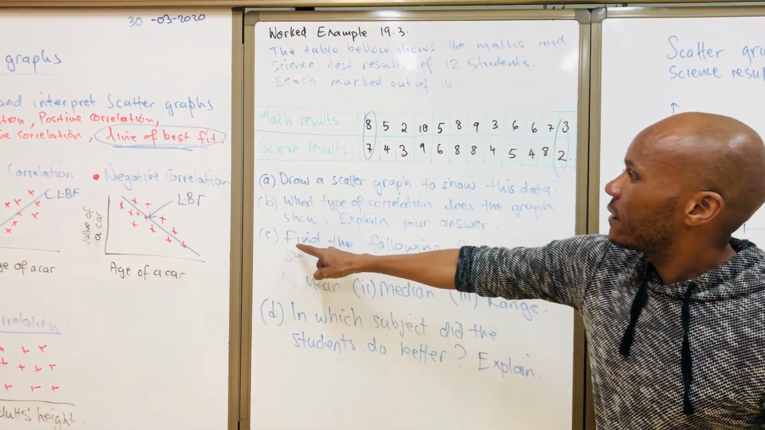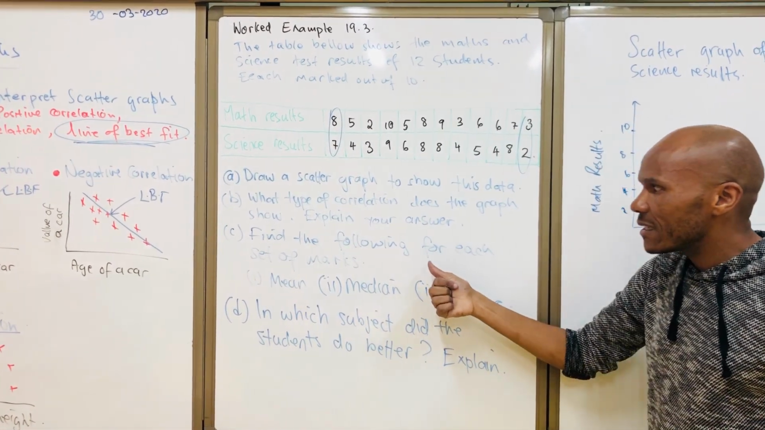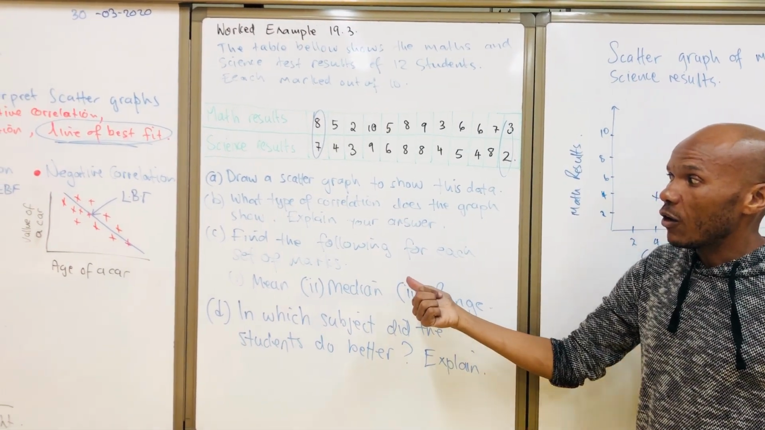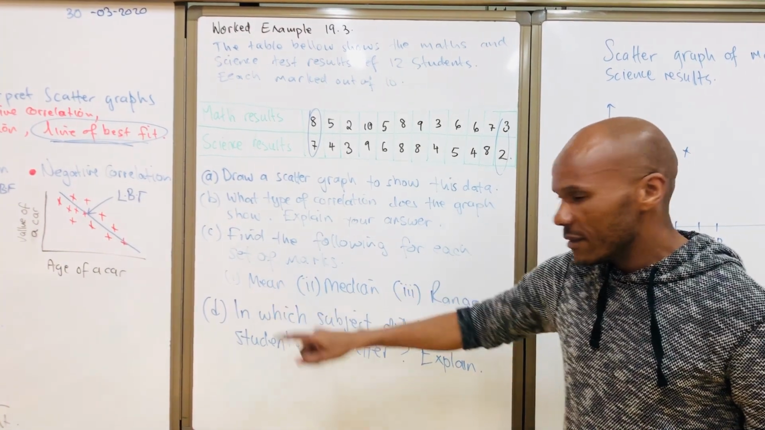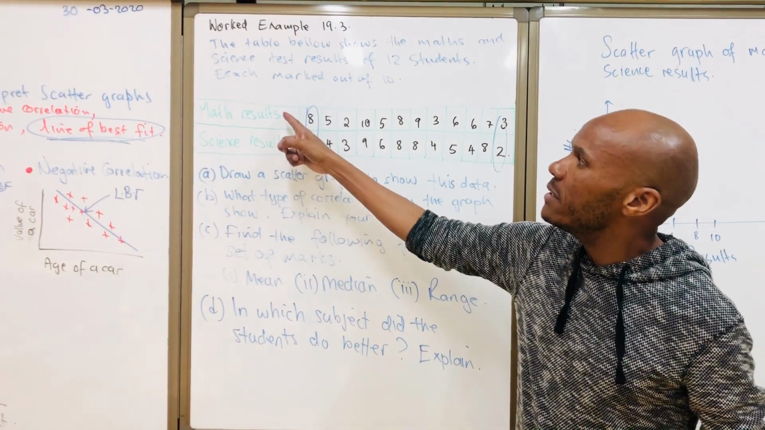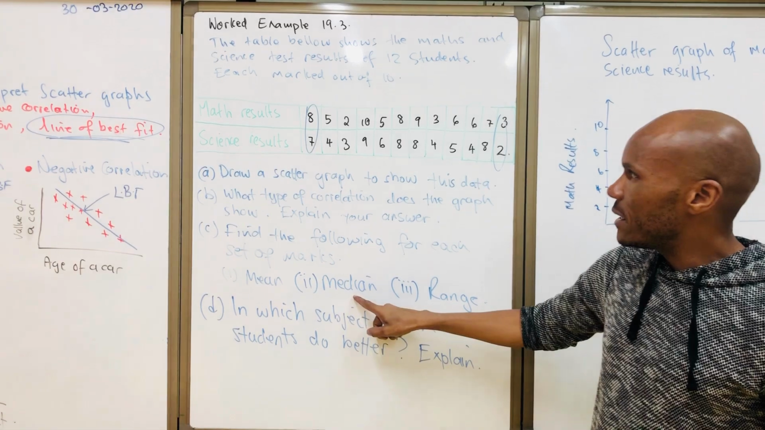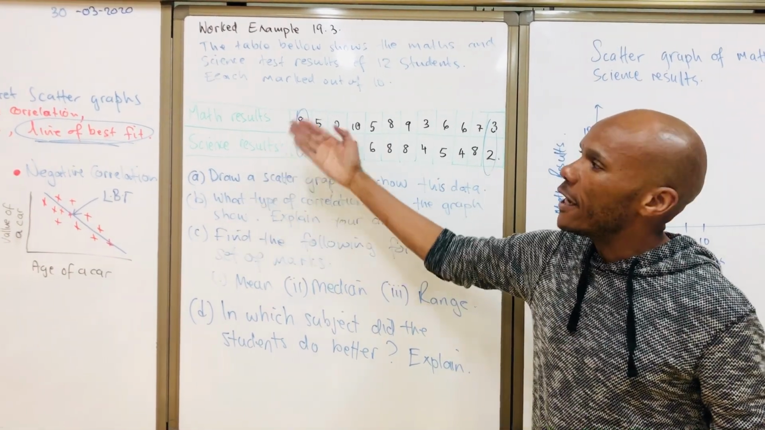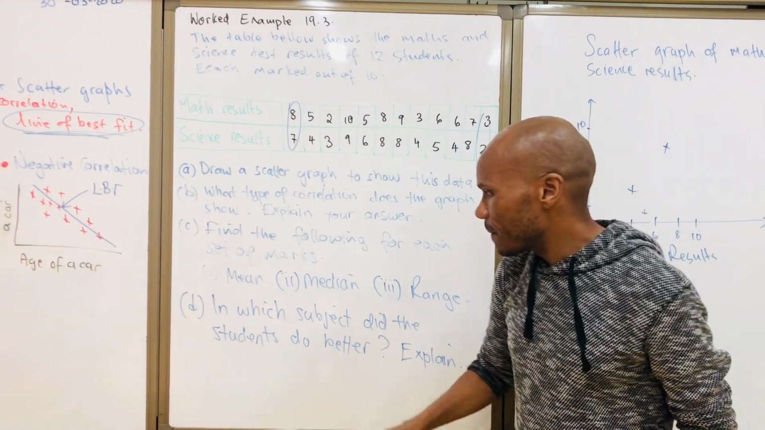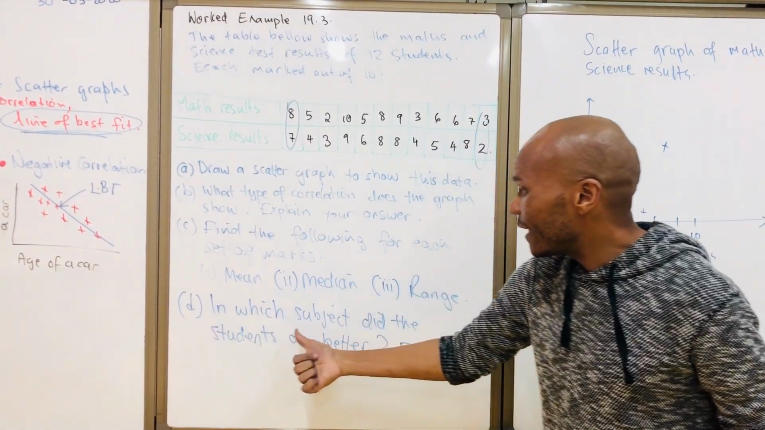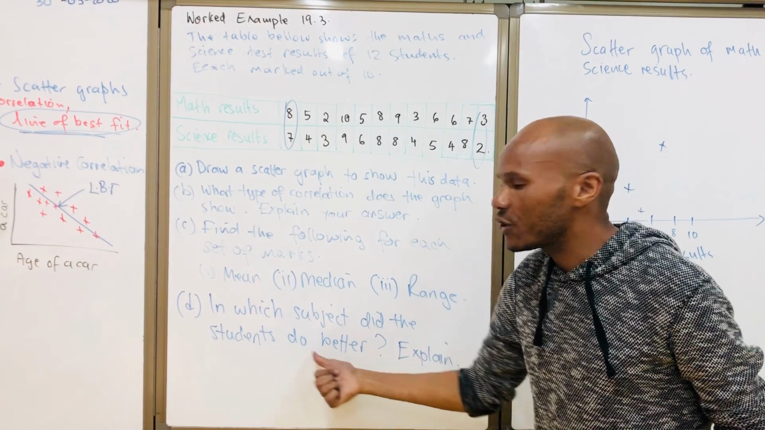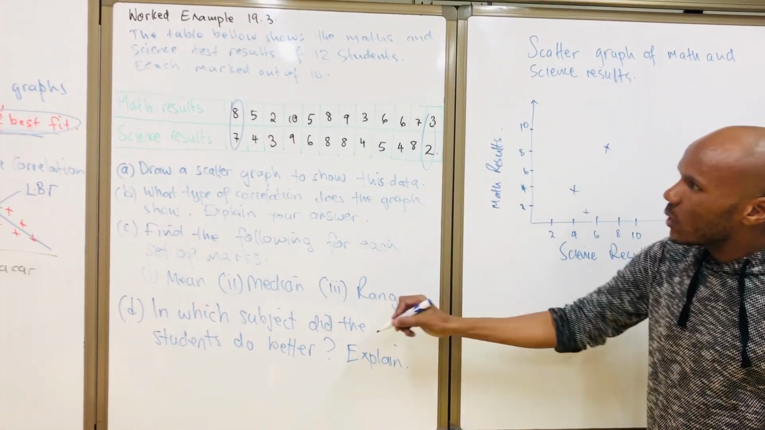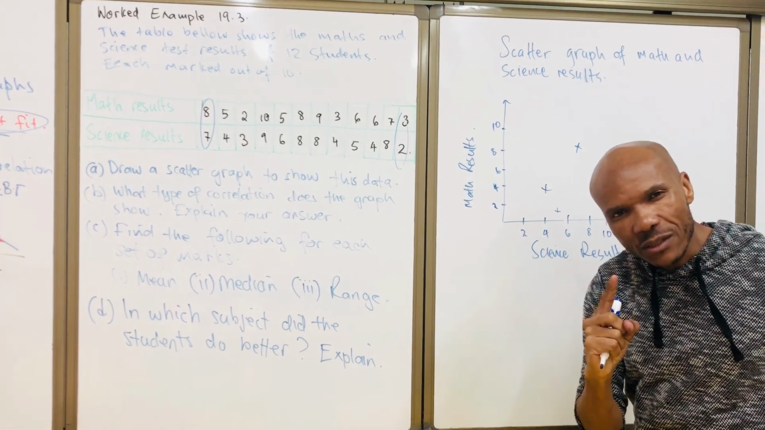And then C, it says find the following for each of the sets of marks. Find min, so that means you are going to find min of math, median of math, range of math, and do the same for science. And then D, it says in which subject did the students do better.